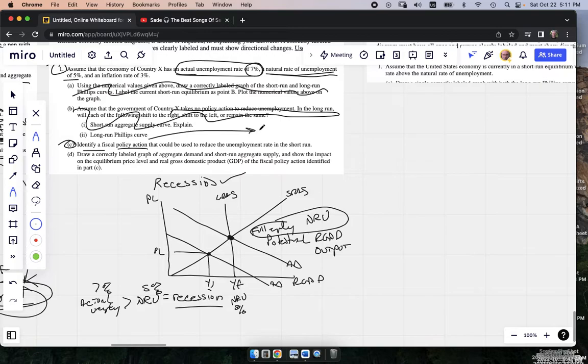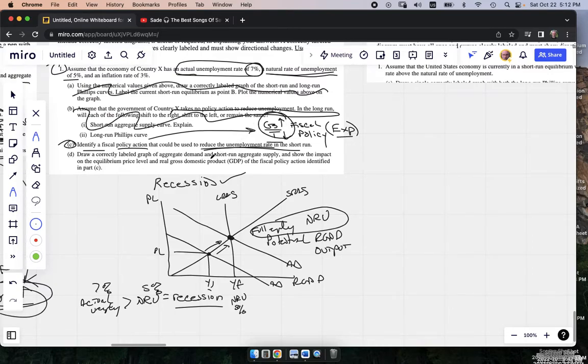Now, fiscal policy actions are two things, either government spending or taxes that would reduce unemployment. These are our fiscal policies. There's only two things government can do. They can spend, or they can increase or decrease taxes. So we need an expansionary fiscal policy. We need to get out of a recession. So we need government spending to go up, or taxes to go down. Easy enough to get us back to full employment. To reduce unemployment, either one of those could have been chosen.